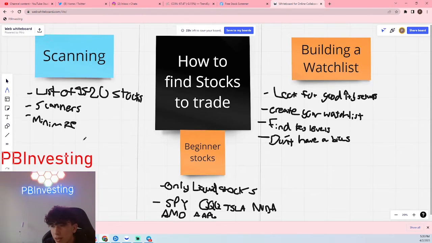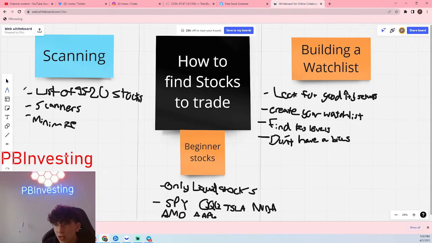So scanning, how do you scan? There's a bunch of different ways to scan. I know people that use scanners, and I know people that just have a list of 15 to 20 stocks, and I know people that just trade the same stock every single day. So it's really all up to you, but I'm going to give you guys what I like to do.